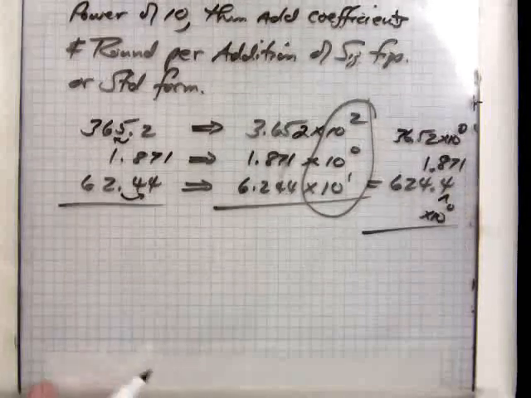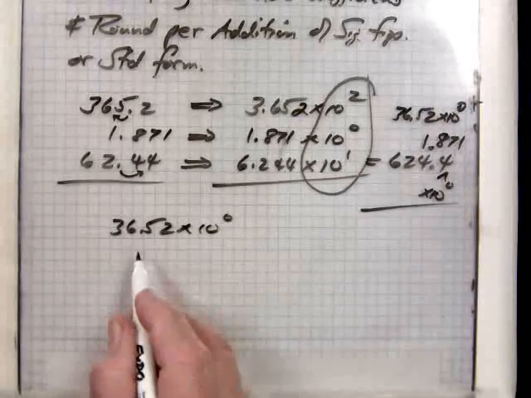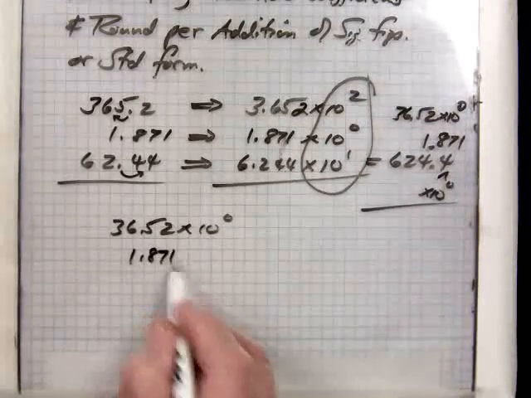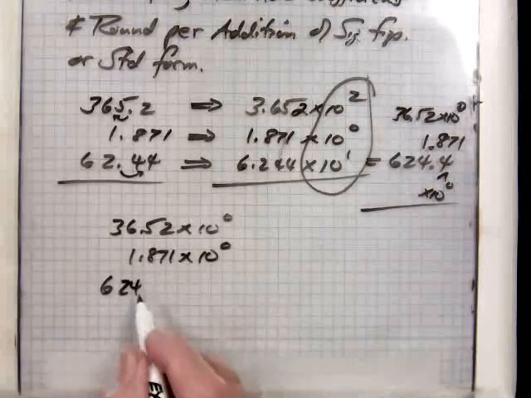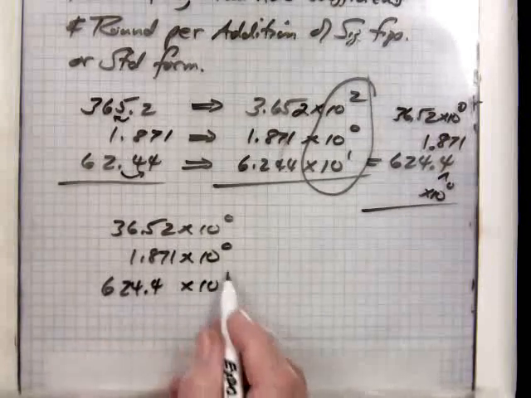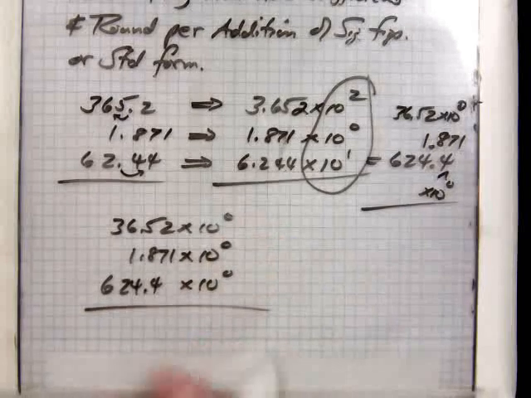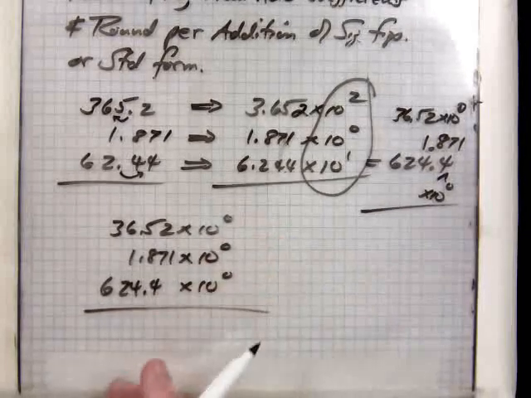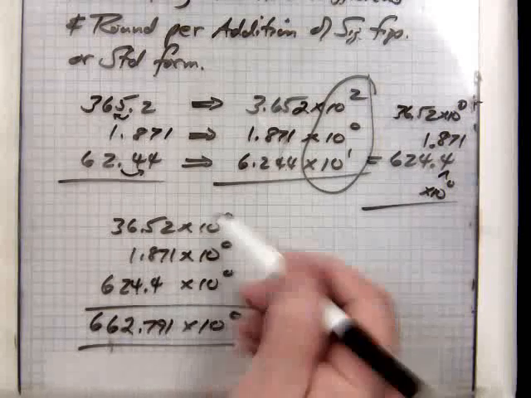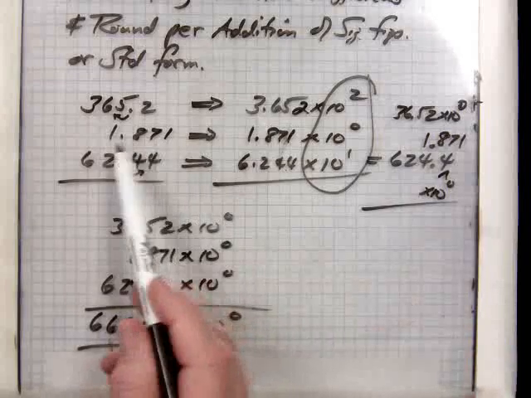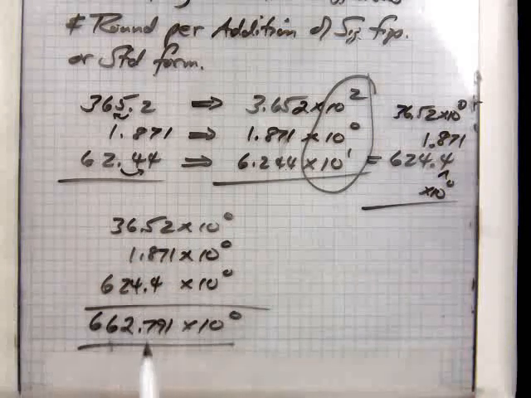Let's come down here then. 36.52 times 10 to the 0, and then we have 1.871 times 10 to the 0, and then 624.4 times 10 to the 0. Now you can add that because all of these are in the same order of magnitude. So that's just if we convert. Now you could have converted this number to a power of something else up here. But the main thing is that they all have to have the same power of 10.